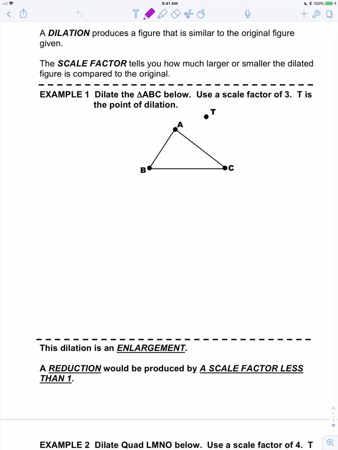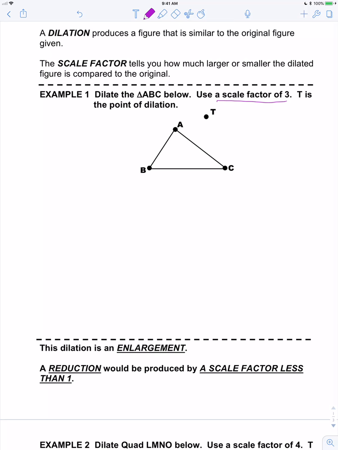For example, if your instructions tell you to use a scale factor of 3 on a dilation, then you're going to multiply each one of those side lengths by 3, and those are going to be your new side lengths. If it tells you to reduce it by a scale factor of 3, then you would divide every one of those side lengths by 3 to get your new ones. But how do you draw them? That's going to be the hard part.